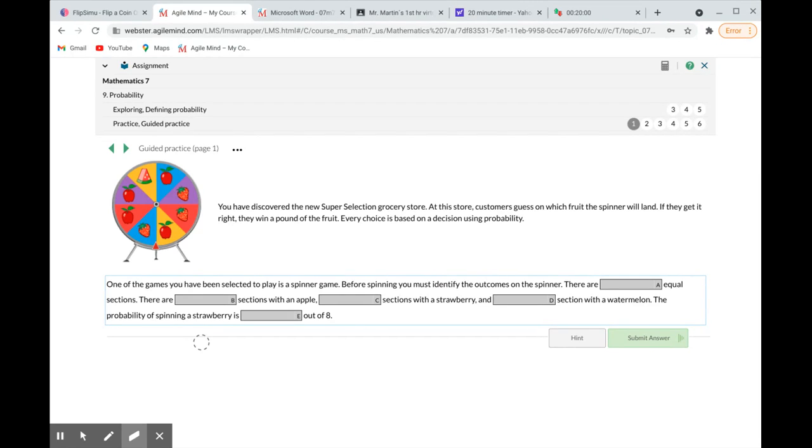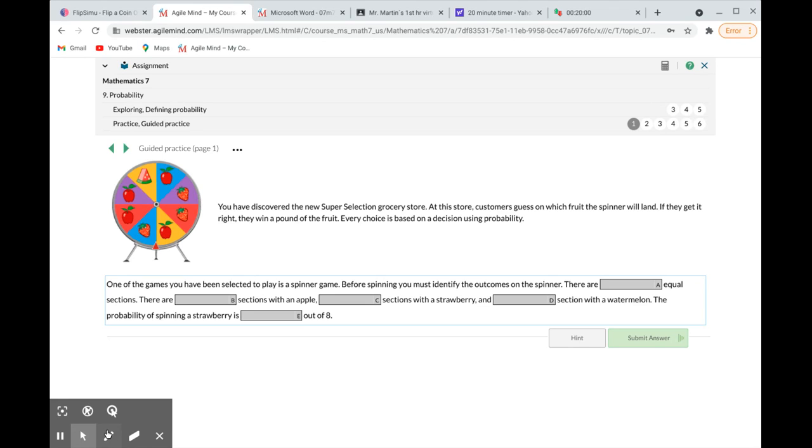Before spinning, you must identify the outcomes on the spinner. There are blank equal part sections. There are blank sections with an apple, blank sections with a strawberry, and blank section with a watermelon. The probability of spinning a strawberry is blank out of 8.